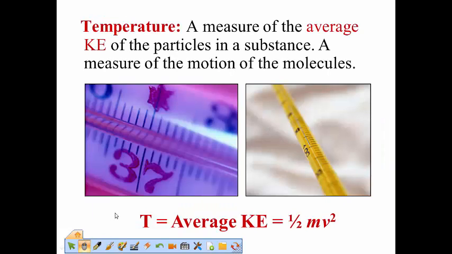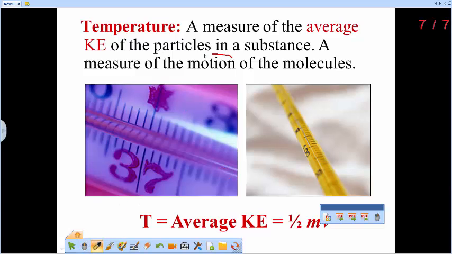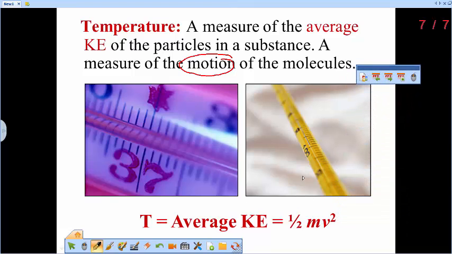Temperature is a measure of the average kinetic energy of the particles in a substance. It is the measurement of the motion of those particles. So temperature and heat are not the same. Temperature is a kinetic energy, and again, its formula is 1/2 mv squared. It's the motion of the particles.